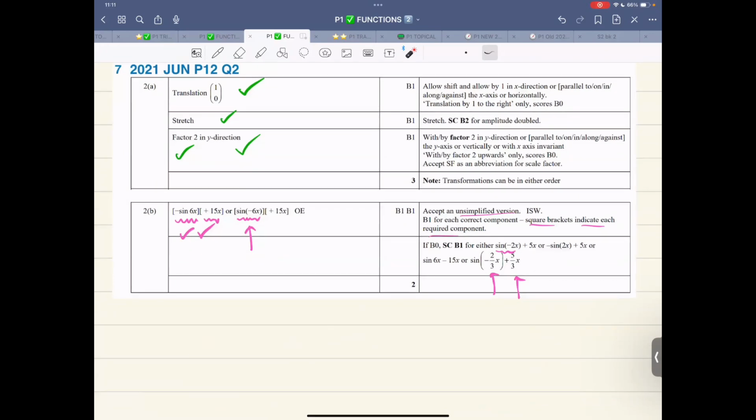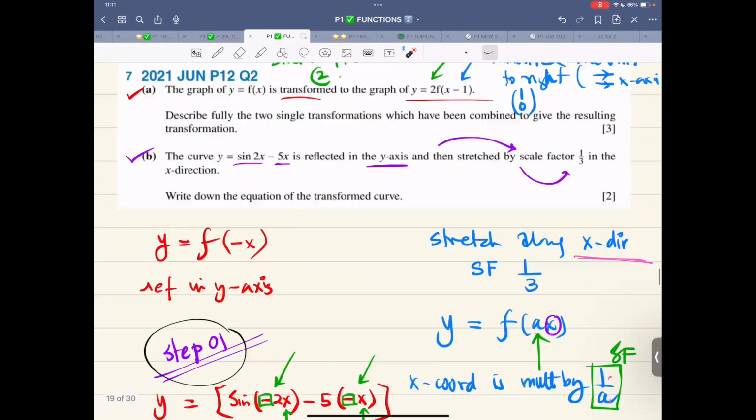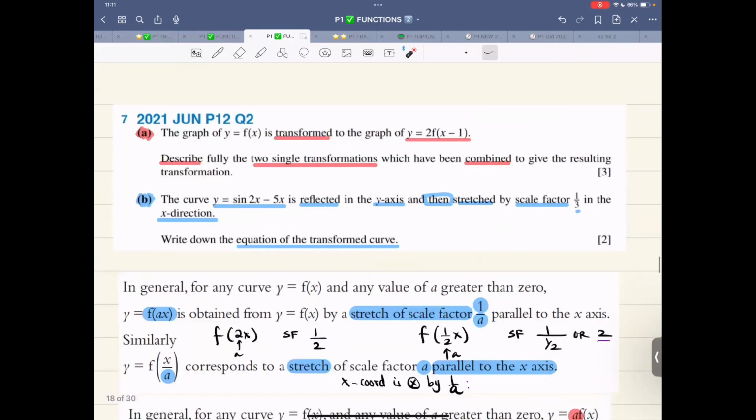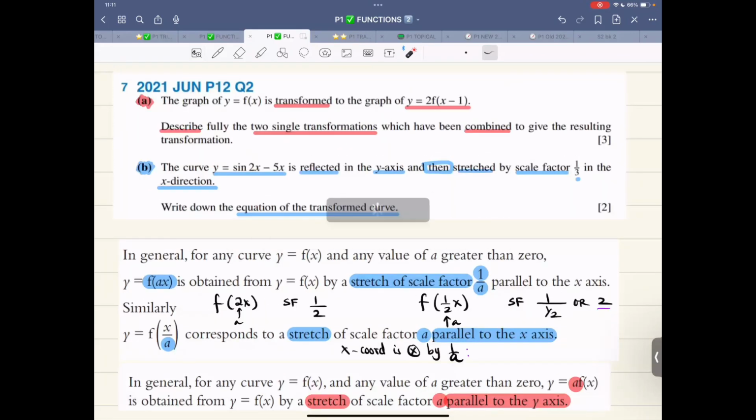Also, double check the mark scheme. They have also written sine of minus 6x. I have written minus sine 6x, 15x, 15x right over here. Now we are left with the first part. Let's focus on the first part also.